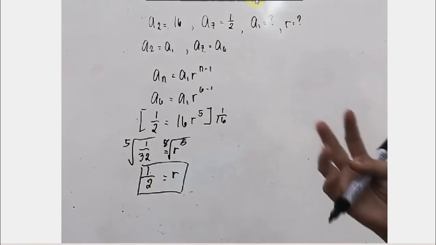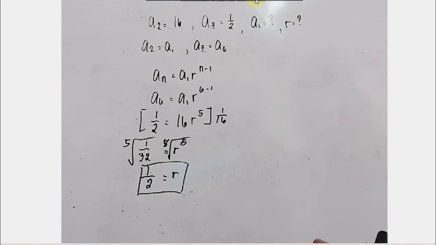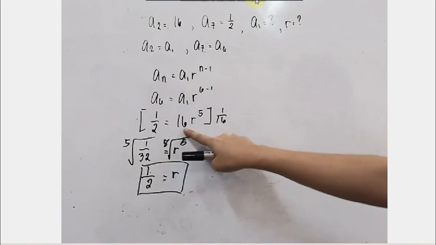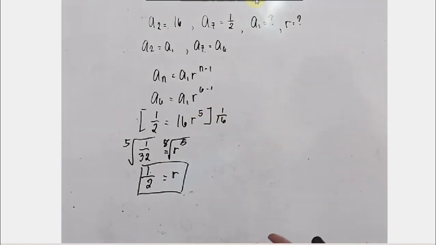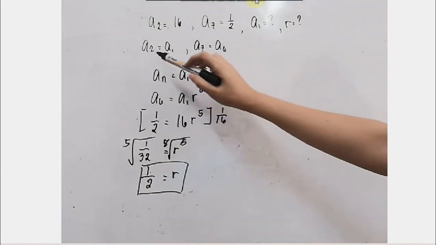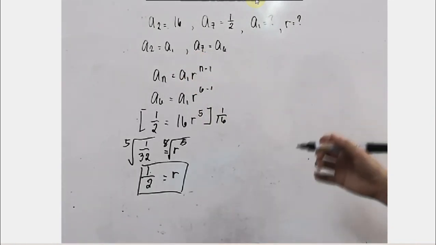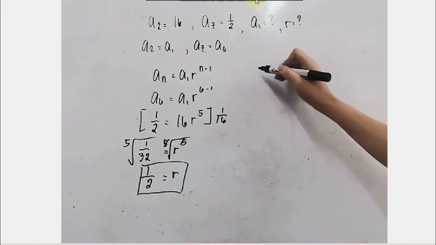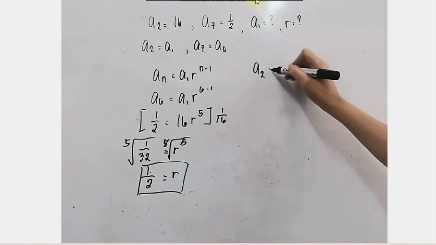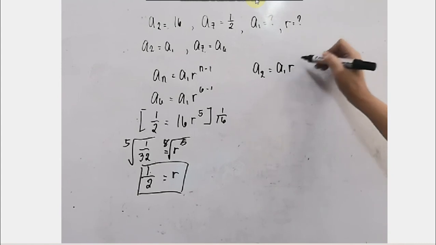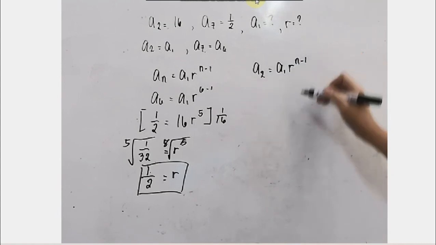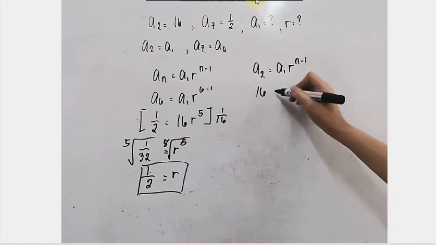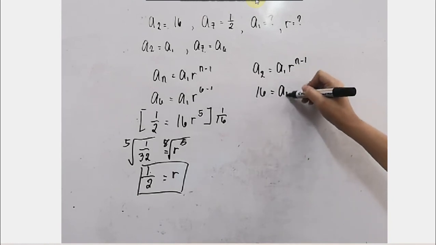Now, we have the common ratio. So we will find our a sub 1. Ma'am, isn't 16 already a sub 1? Not yet. Again, we just assign or equate that one to our a sub 2. So to make it easier, we are going to use a sub 2 and a sub 1 now. So we have a sub 2 is equal to a sub 1 times r raised to the power of n minus 1. The value of our a sub 2 is 16. Then a sub 1 is still unknown.